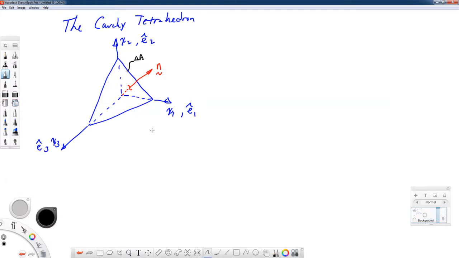And we also have areas on the three back faces of that tetrahedron. The way that we're going to label these is that the area perpendicular to the x1 axis is going to be called the delta A1 area. The area perpendicular to the x2 axis is the delta A2 area. And then the third one is the delta A3.